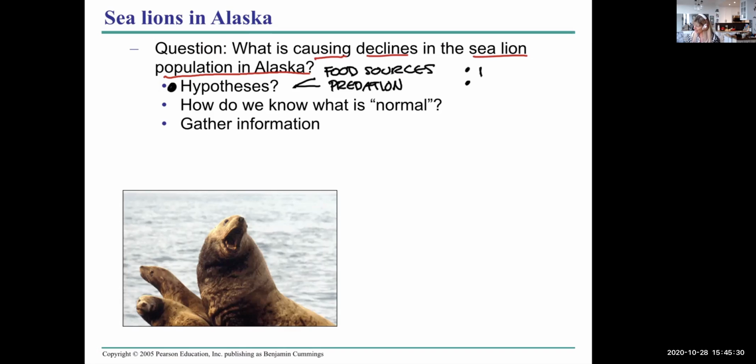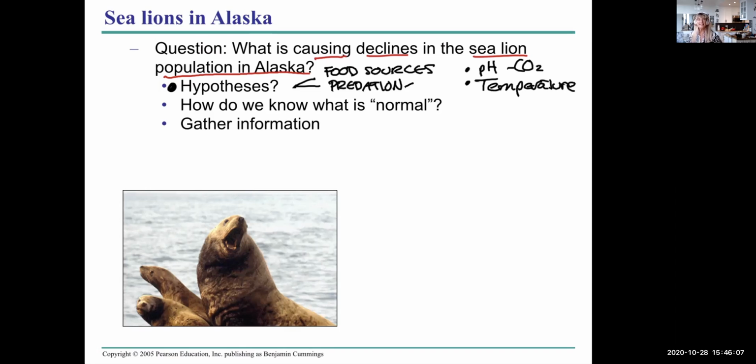pH. Is something changing with respect to acidity in the ocean? Well, we know it is because carbon dioxide, which dissolves in the ocean, does increase acidity. And what else? Could, for example, temperature have anything to do with the situation? We don't know, but that is a hypothesis. So there are many possible hypotheses. And predation, we can break that down perhaps to different predators.